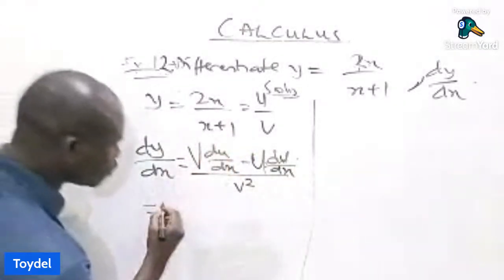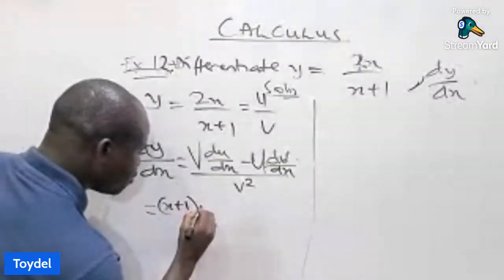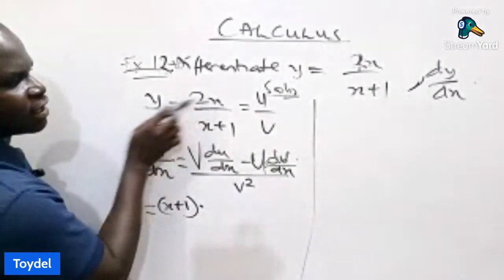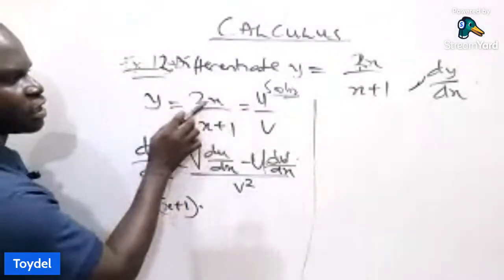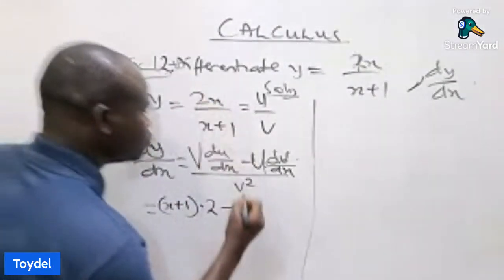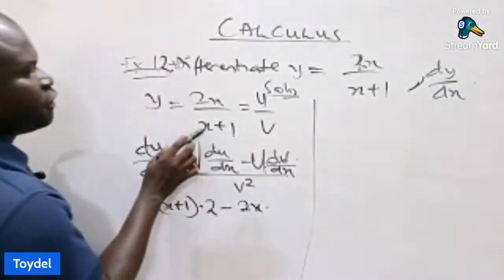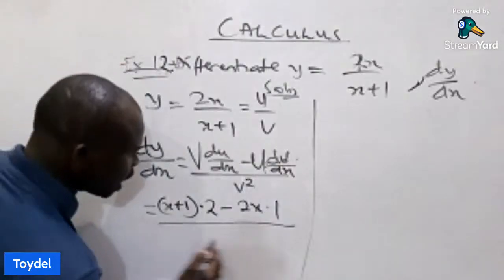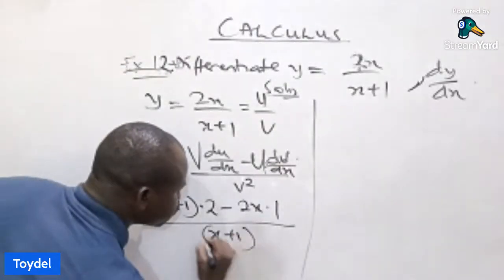What is v? The denominator, x plus 1. Multiply by du dx. If you differentiate 2x, that's u. u is 2x, du dx will now be 2, minus what is u? 2x, multiply by dv dx. If you differentiate v, which is x plus 1, that will be 1, all over x plus 1 all squared, v squared.